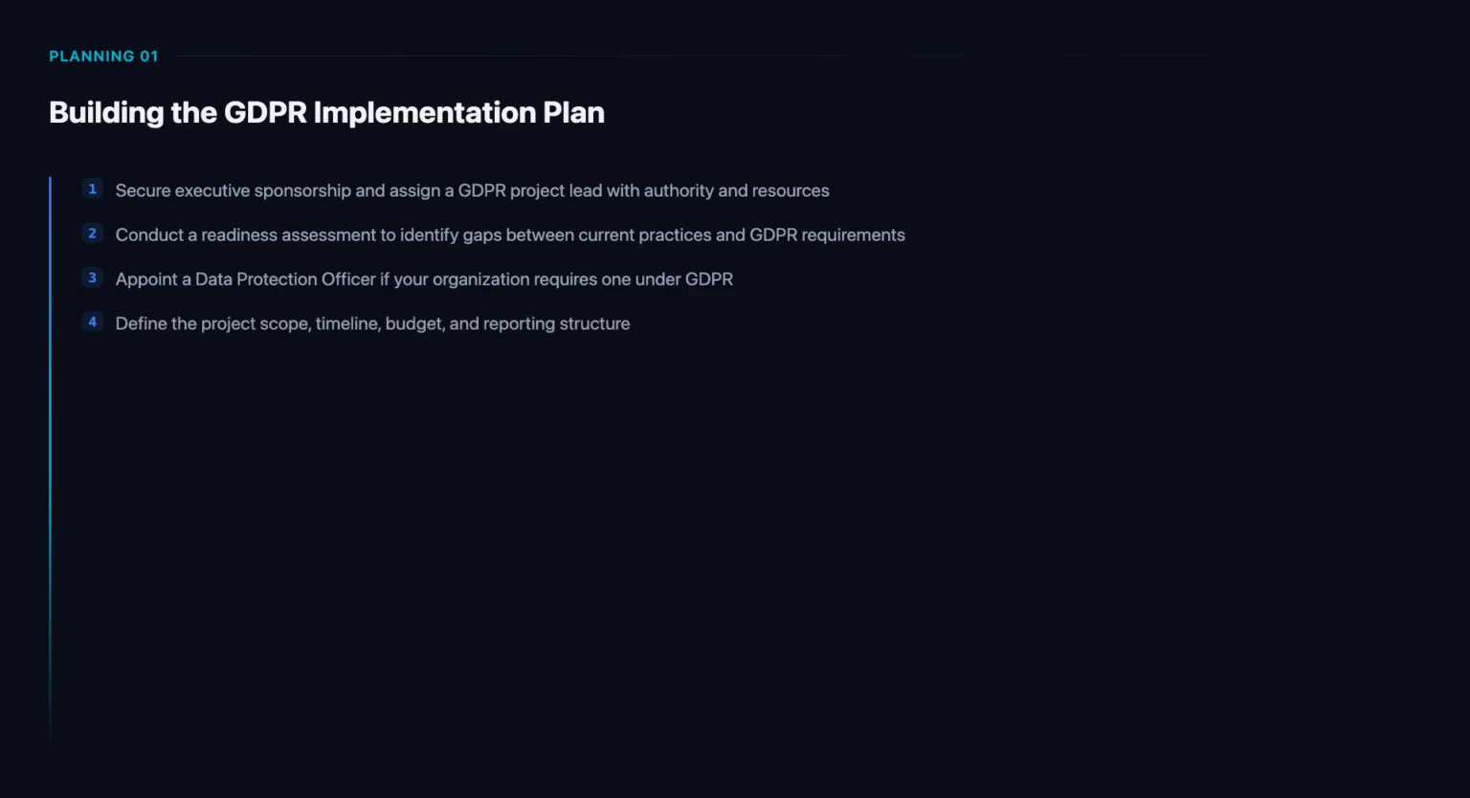Finally, define the project scope, timeline, budget, and reporting structure. A typical GDPR implementation takes 3 to 12 months, depending on organizational complexity. The course breaks this into manageable phases with clear milestones.